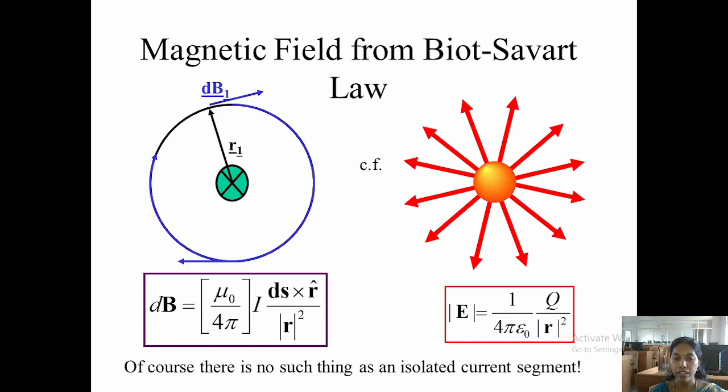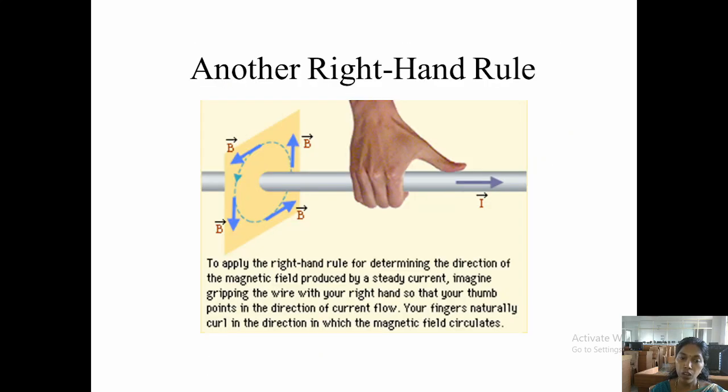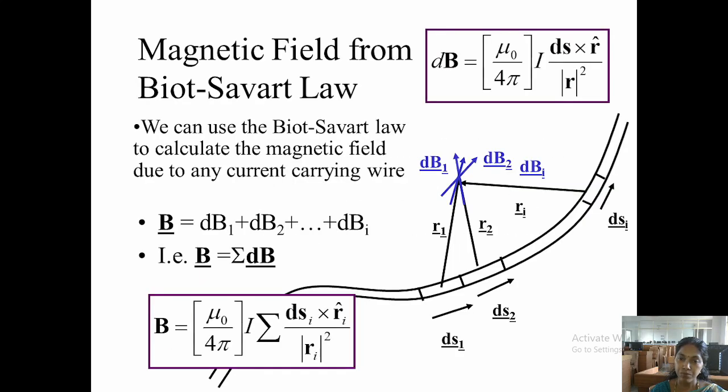Magnetic field from the Biot Savart Law, as we have discussed, dB is equal to mu naught by 4 pi I into ds cross r vector divided by r square. What is the value of B? B equals mu naught by 4 pi I times the summation of dsi cross r vector. How do you remove the cross product? To remove the cross product, ds times r into sin theta will be used.